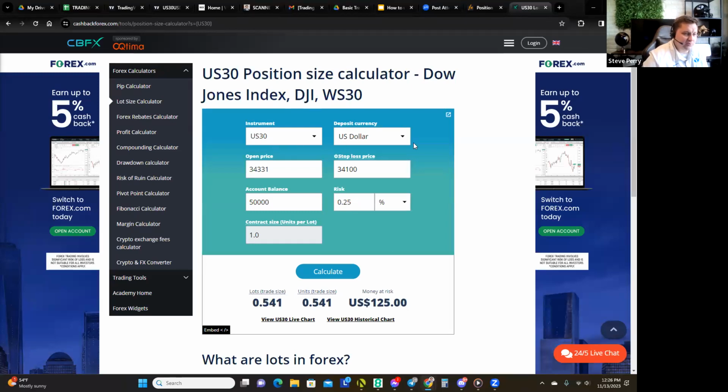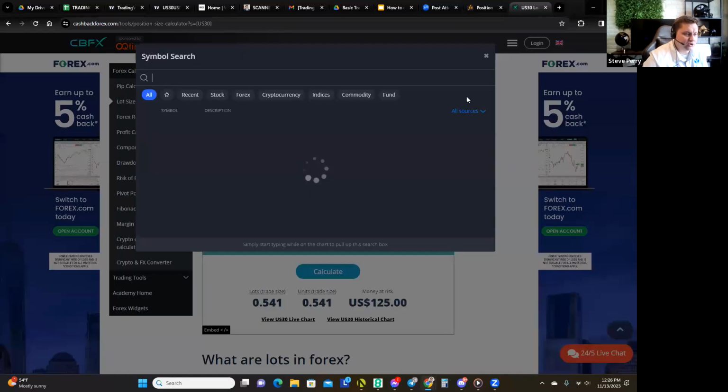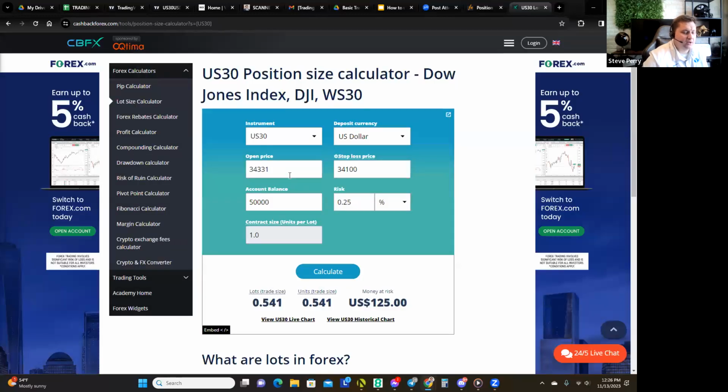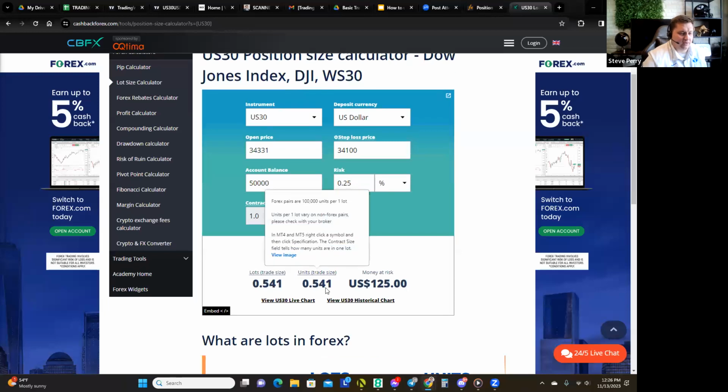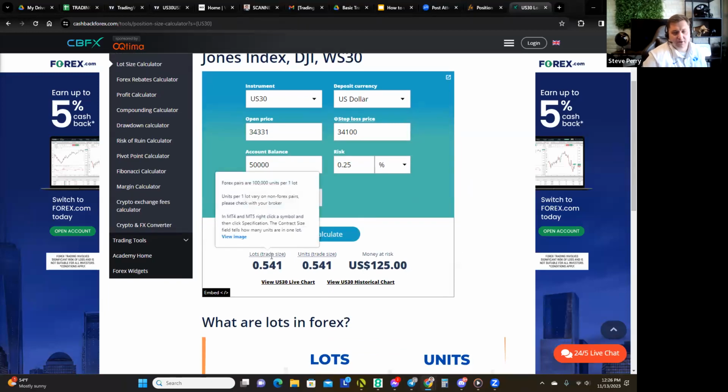But all of this pre-fills, you just have to put in the instrument. You have to type that in. You have to put in your price, your stop loss. You have to put in your account balance and the risk per trade. And then it's just simple. Like, okay, that's going to be our lot size. So it's not too complicated.